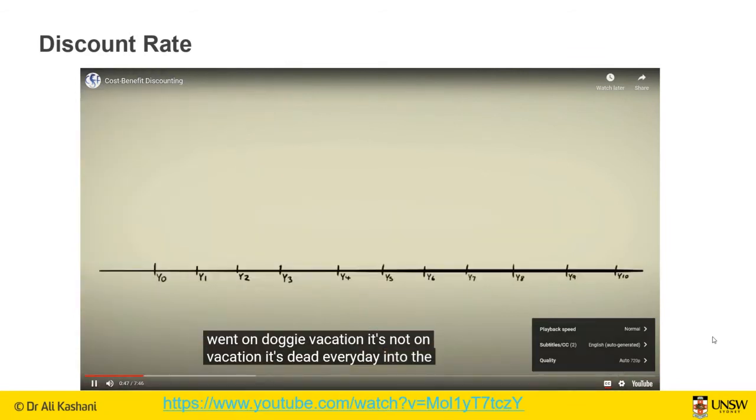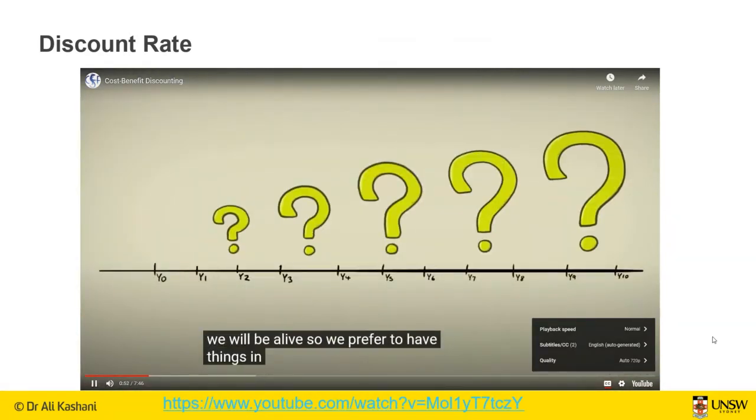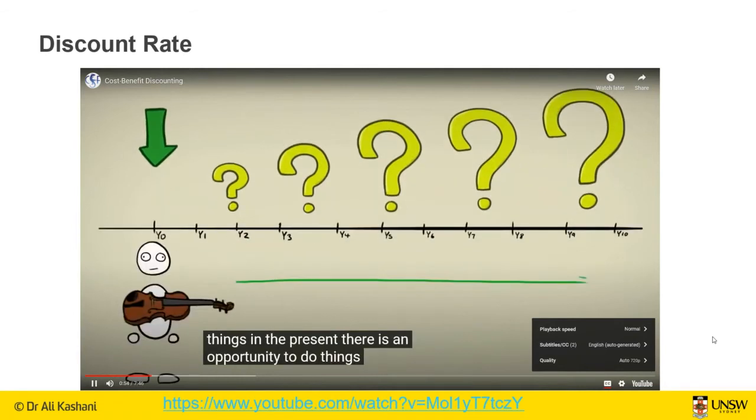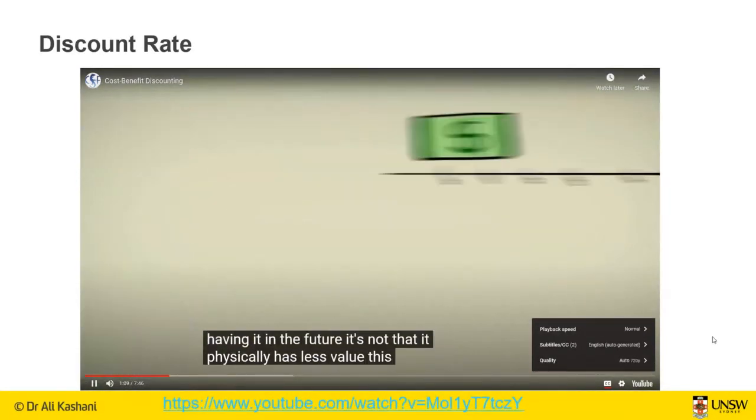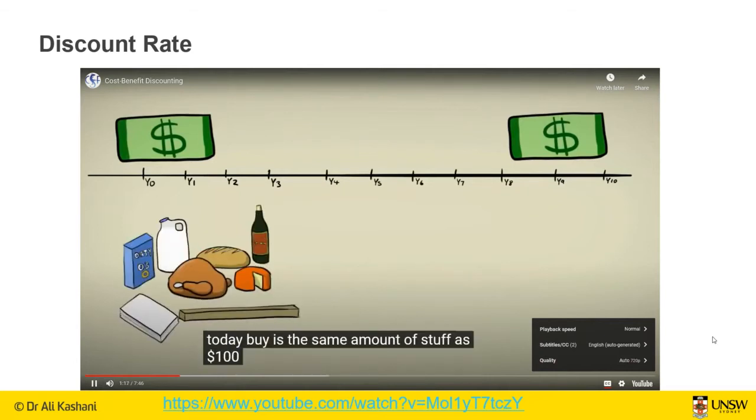Every day into the future is another day we are uncertain we will be alive, so we prefer to have things in the present. There is an opportunity to do things with money, goods, and services today, as well as an inherent risk that we might not be able to enjoy them in the future. Whether you're going to buy something or save the money, there's a greater value in having something in the present than having it in the future. It's not that it physically has less value. This isn't about inflation or anything like that. And for our purposes here, we're using the real value and assuming that $100 today buys the same amount of stuff as $100 in 10 years.